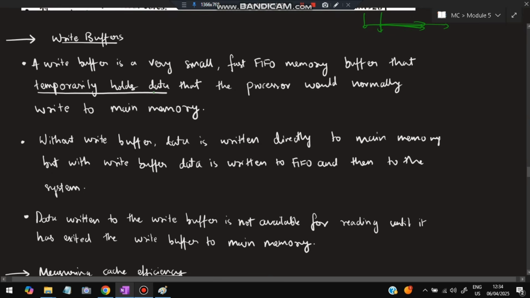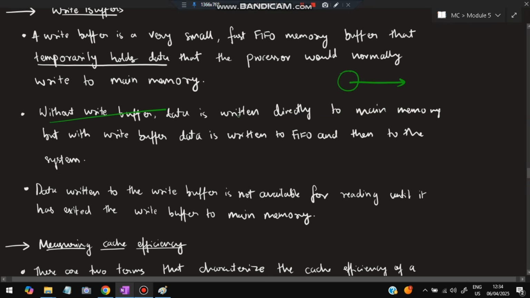It temporarily holds the data that the processor would normally write to the main memory. So instead of the processor writing to the main memory, as the processor has other work also, it will hire an assistant which will be given the data, and that assistant will be writing the data. That assistant is nothing but the write buffer. Without a write buffer, data is written directly to main memory and it will cause slowness. With a write buffer, data is written to the FIFO, which is the write buffer, and then to the system.